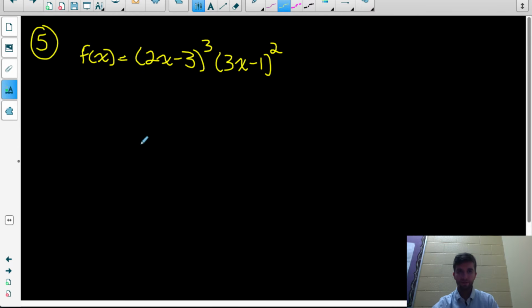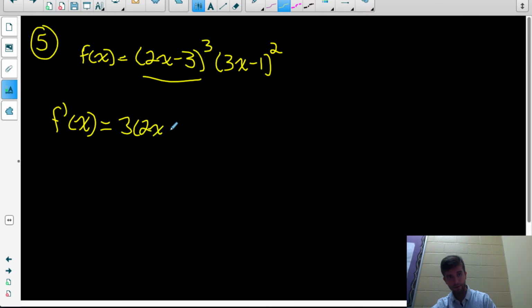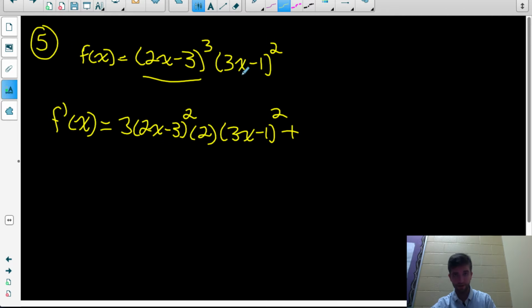Okay, so now let's do some questions where we have to use all of these rules together. So this one I'm going to have to use a combination of chain rule and product rule. Right, I'm doing product rule. I have a function times a function, where for each of those functions I would have to use chain rule. So if I want the derivative of this, product rule tells me to do the derivative of the first function, so that'd be 2x minus 3 squared, times whatever the derivative of the inside function is, which would be 2, times the second function, 3x minus 1 squared, plus the derivative of the second function times the first function.